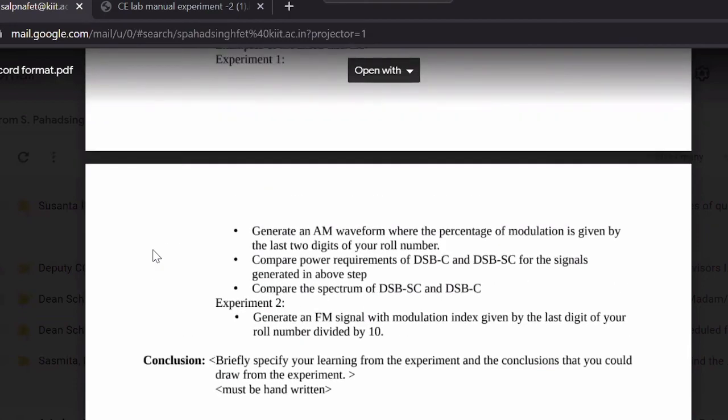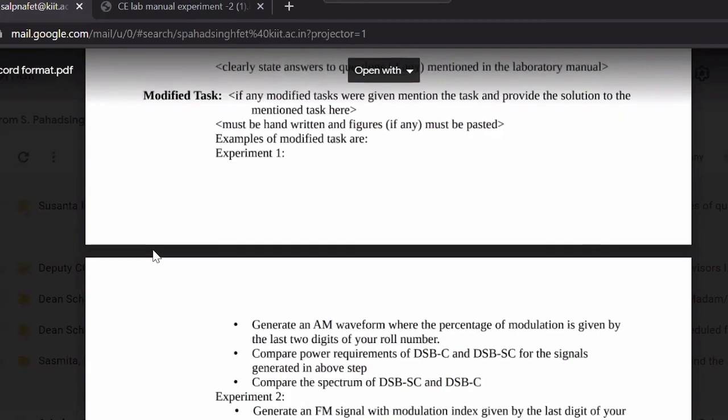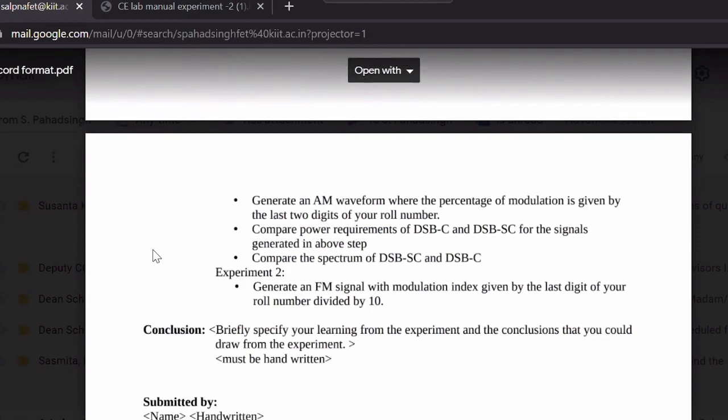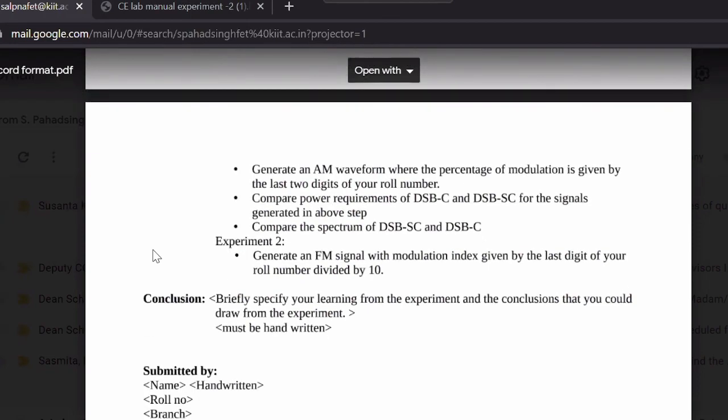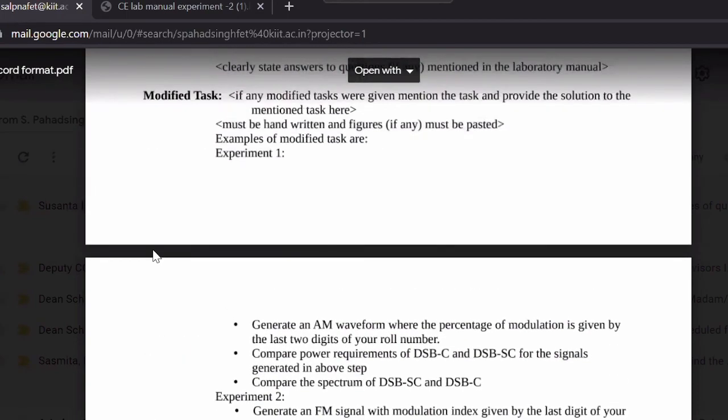And the last thing, students: the modified tasks for the first two experiments are already written. For experiment number 1, all of you have to do these 3 modified tasks along with the main experiment, as given in the list. Experiment number 2 is also listed in this one. For upcoming experiments, we will let you know the simple modification which you need to do and add in the modified task section.